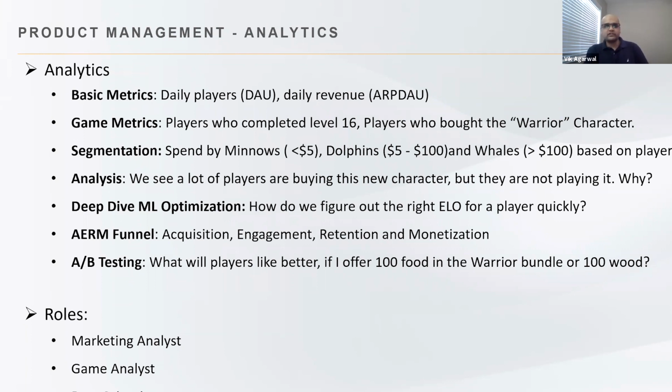Then there are game analysts who, as we covered, work on the basic metrics, game metrics, segmentation, and analyses. And the last part is the data scientist, who, as we spoke about, helps with more of the ML optimization and the A/B testing. So again, at a high level, these are the few different analytical roles that are out there. And now hopefully you have a better idea of what a PM does versus what an analyst does.